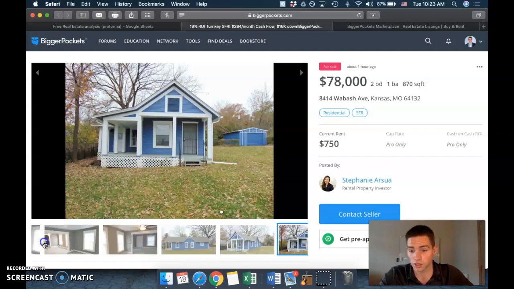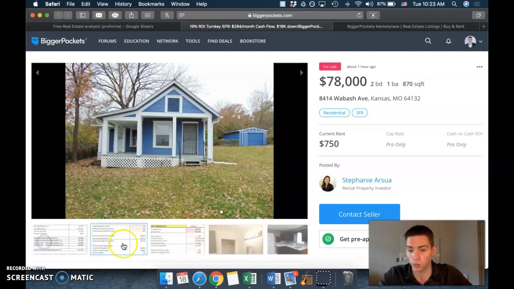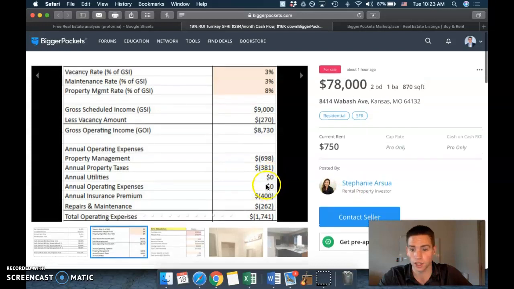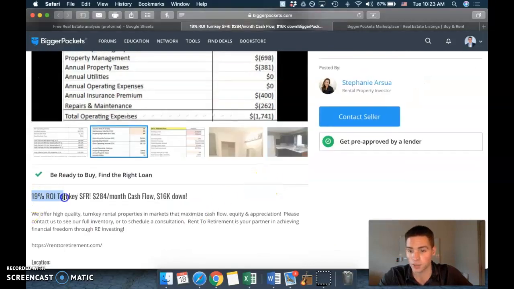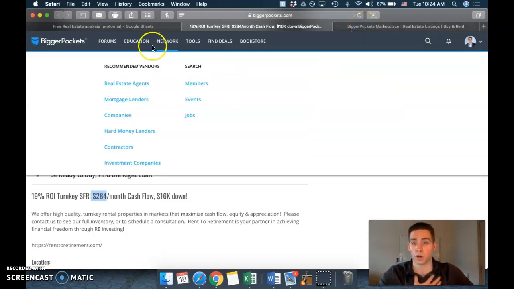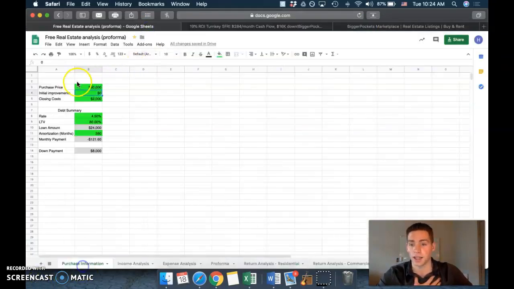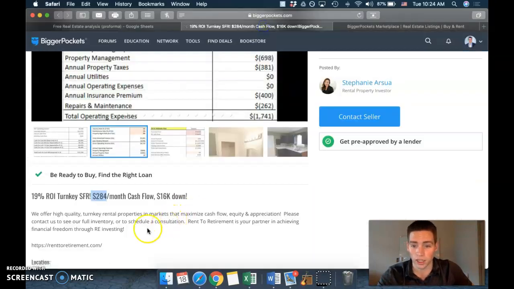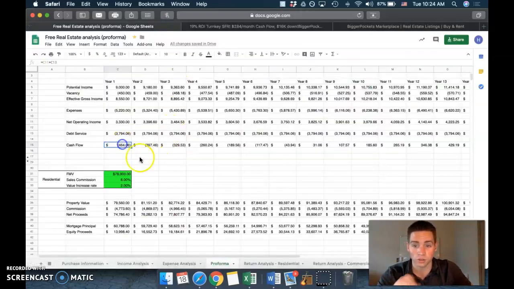What this also tells us is that while some people will pitch you really good deals and tell you that the property is a 19% ROI with $284 of cash flow a month. Let's see, 284 times 12 is over $2,000 a year. We just did our own personal analysis to figure out that if I pay these guys $78,000 for this property, what is my cash flow on this property going to be? It's not $284 a month. The reality is we're losing $460 a year, whereas $284 a month would be $3,400 a year.